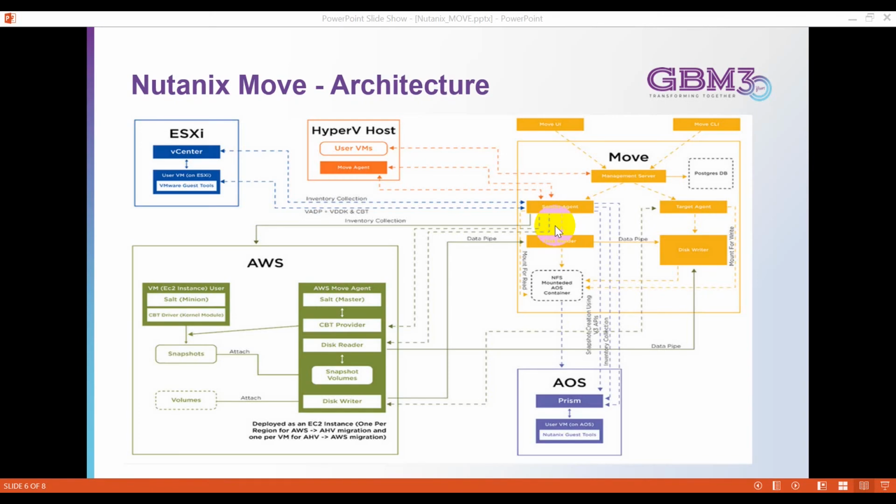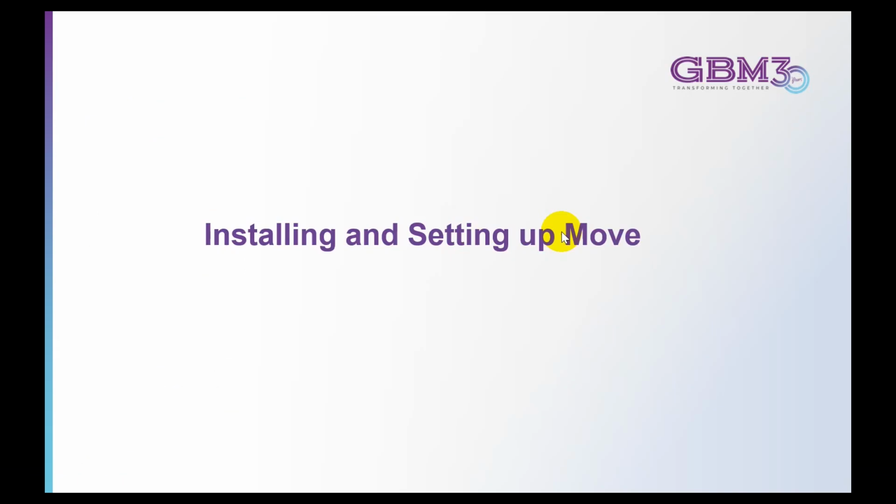Talking about the architecture, when moving VMs from ESXi to AHV, Move directly communicates with vCenter through the management server and the source agent. VMware guest tools should be installed on the source VM. The source agent collects information from the VMware library about the VMs being migrated. Let's dive into the demonstration now.